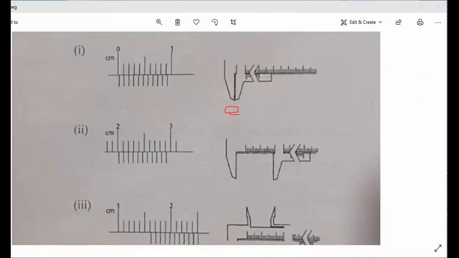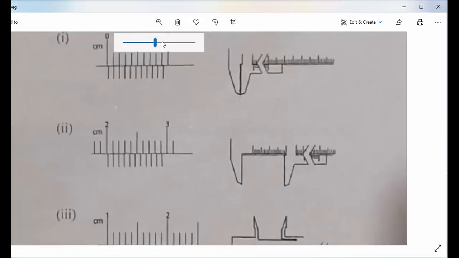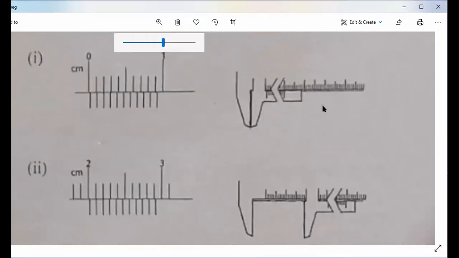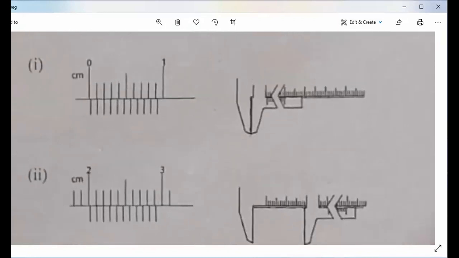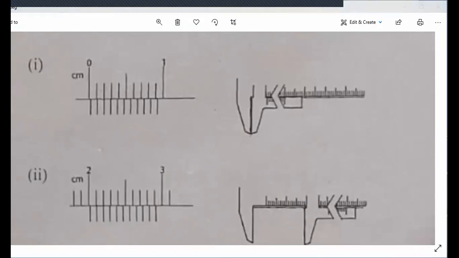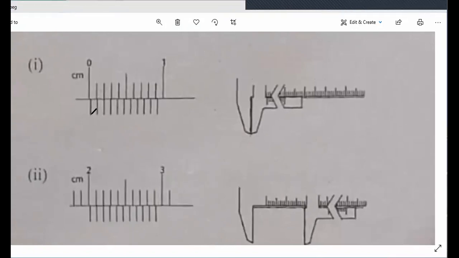Wait. I think the size is not enough to see the things. Let me increase the size. Now okay. Right, now somebody please tell me the coinciding number. What is the coinciding number? So 2. Number 2. Number 2 is the coinciding number. Right.